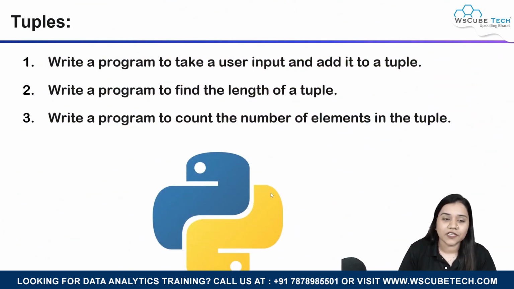Our first question over here says: write a program to take a user input and add it to a tuple. So all we need to do is take a user input and add it to a tuple. No, that's not going to be easy. Why? It's not going to be a very simple method because tuples are immutable. That means once a tuple is created, it cannot be changed. Now how do we add something to it?